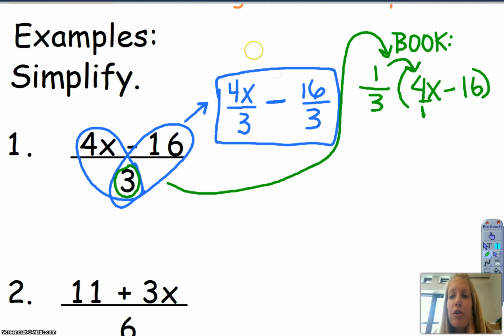You would do 4 times 1 is 4. 3 times 1 is 3.